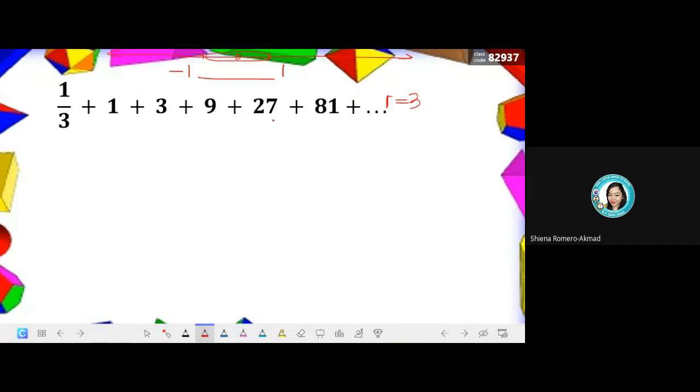So if it's 3, may sum o wala? Sige, pwede niyong i-turn on yung mic niya if you want to answer. May sum o wala? Wala po, ma'am. Kasi greater than 1 yung kanyang R. Okay? Basta greater than or equal to 1, walang sum. Basta less than or equal to negative 1, walang sum. So let's try another one. Tingnan natin.